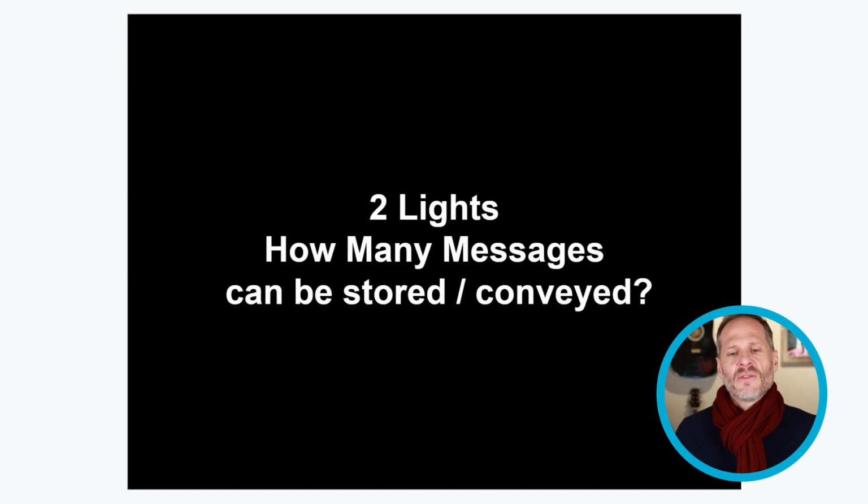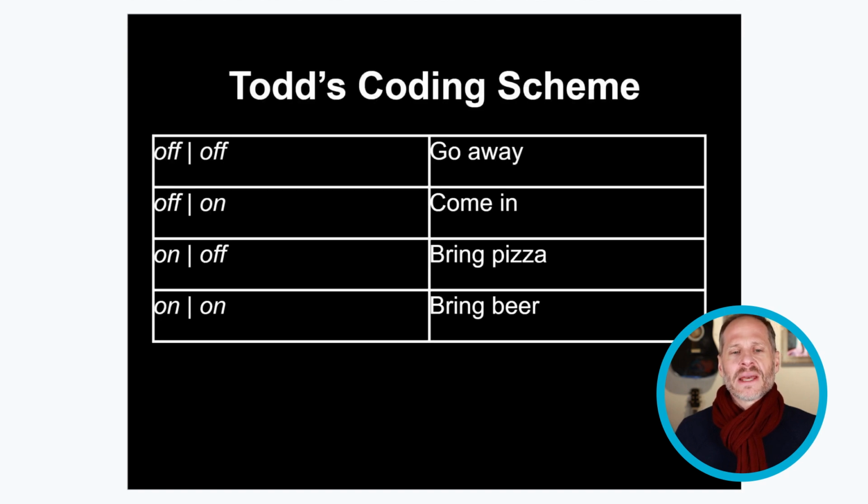So here's a question for you. If we had two lights, how many messages could be stored and conveyed? With two lights, we could store 4 messages because they could both be off, they could both be on, then we could have this combination of off on, and we could have that combination of off on. And so we could give our friends this coding scheme, and then maybe we're in college and our friends walk by our house and they see our 2 porch lights and they have the coding scheme and they pull it out and they look at the paper and they're like, hey, both porch lights are on. That means bring beer or whatever, right?